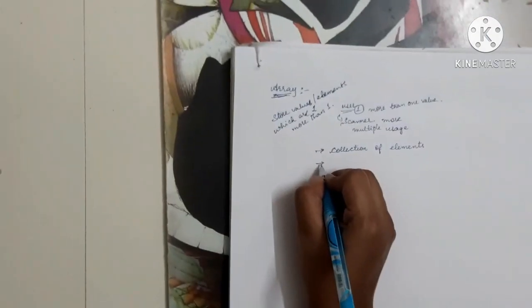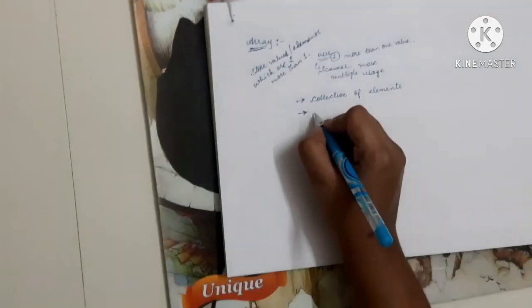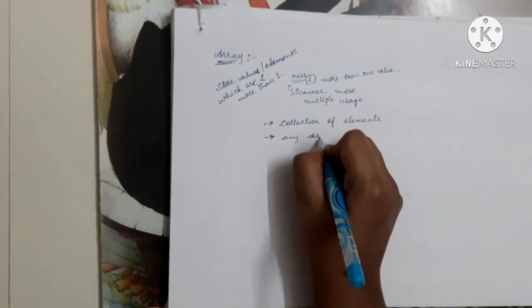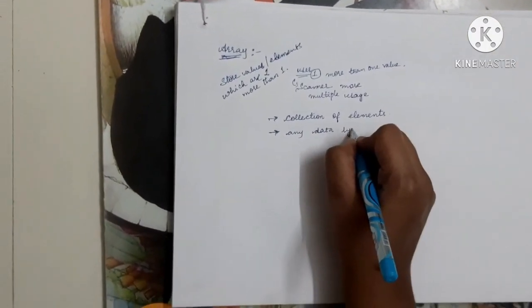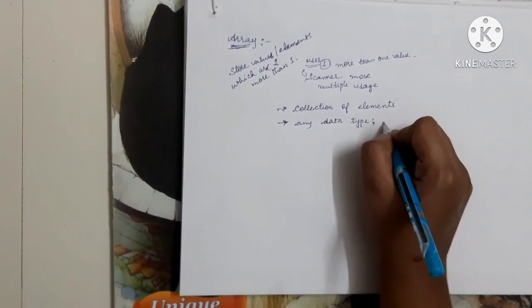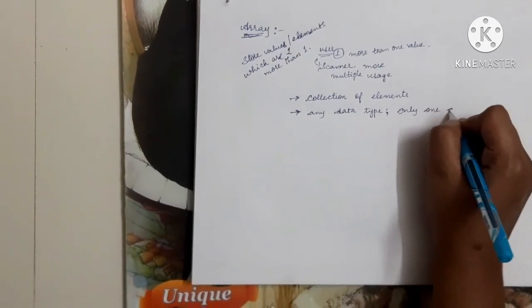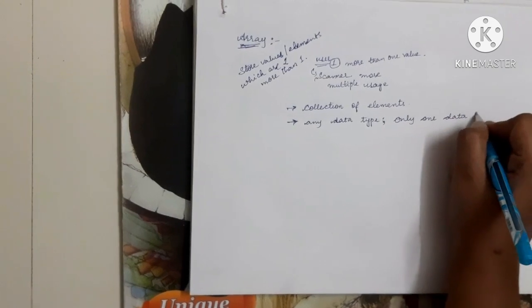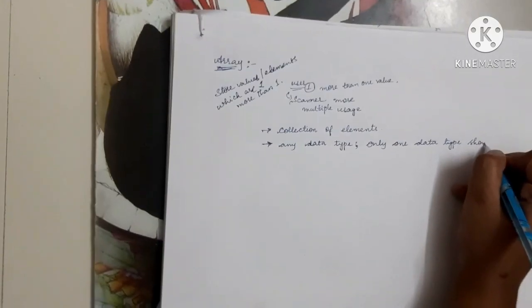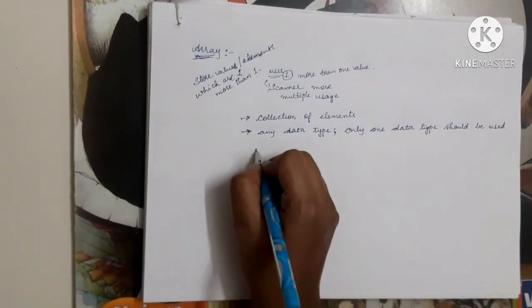Now the question comes, what can we store in an array? We can store any data type. Any data type could be stored, but the condition is that only one data type should be used throughout the array.